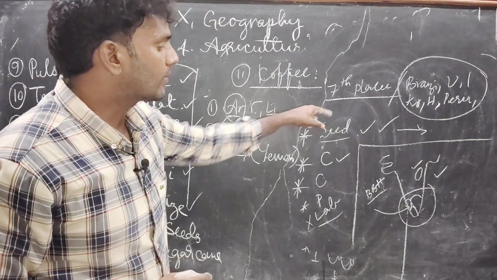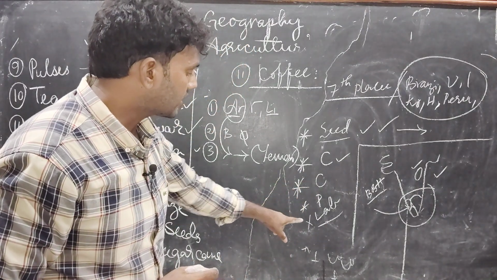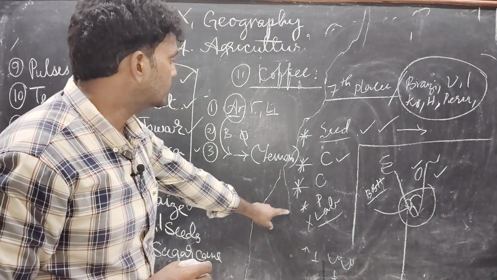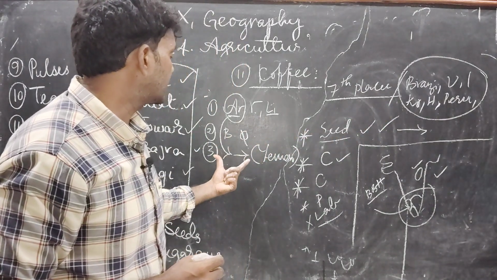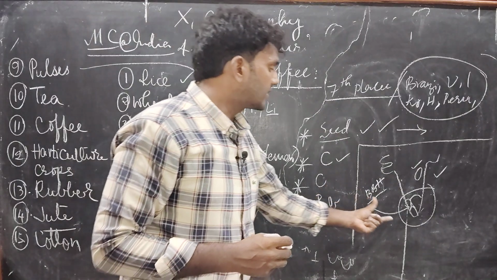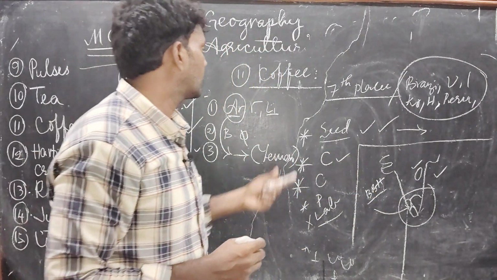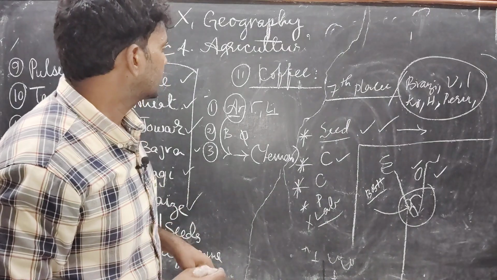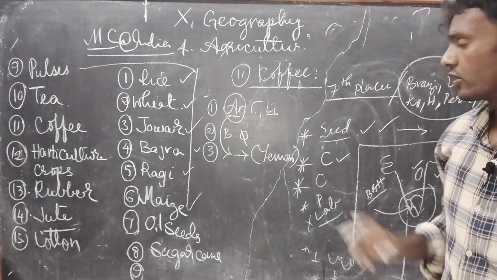It is in 7th place, and also it is a commercial crop, and also a plantation crop, and also labor intensive, capital intensive, and it has three varieties of coffee. The best producing states are Karnataka, Kerala, and Tamil Nadu, and Andhra Pradesh, and the leading producer is Karnataka. It is about the coffee.